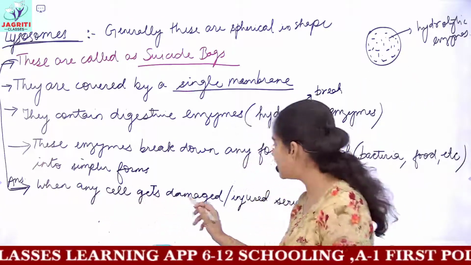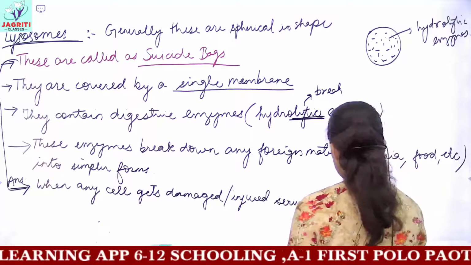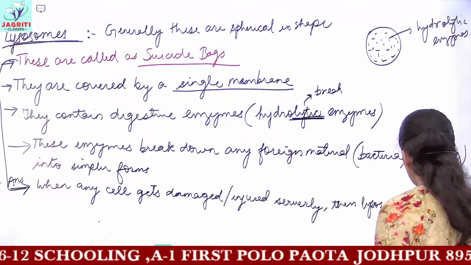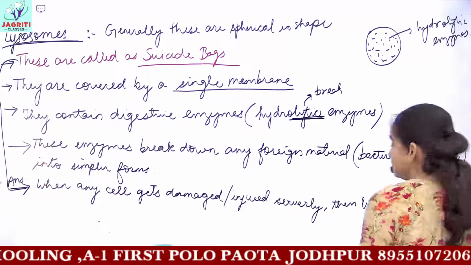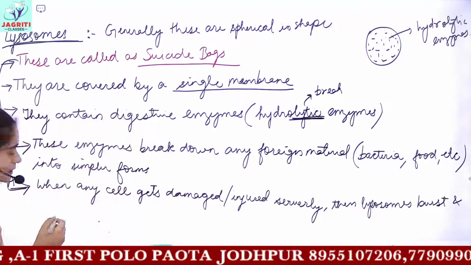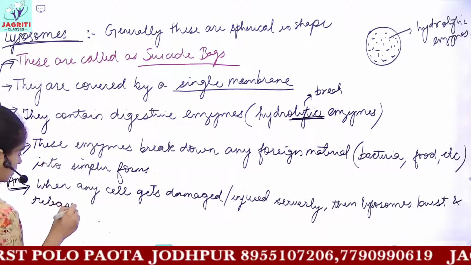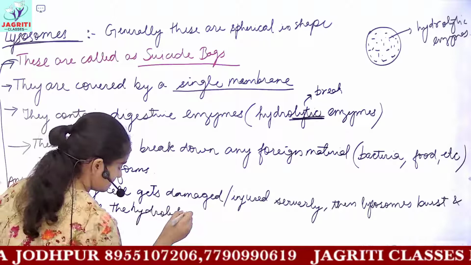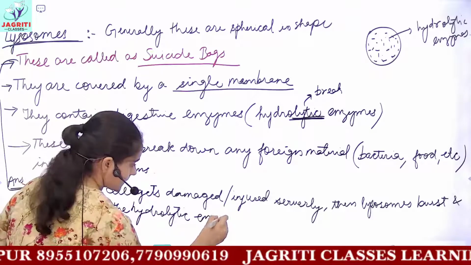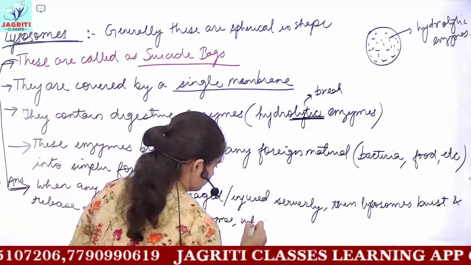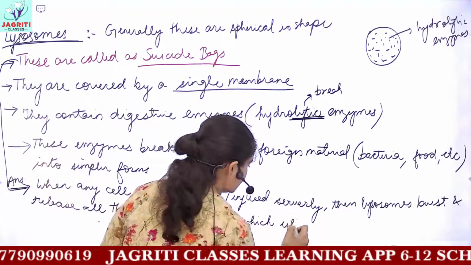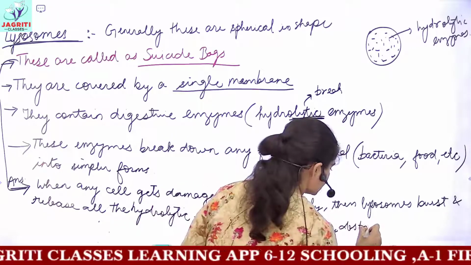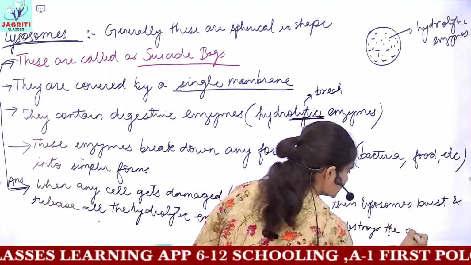So when any cell gets damaged or injured severely, then lysosomes burst and release all the hydrolytic enzymes, which ultimately destroy the cell.